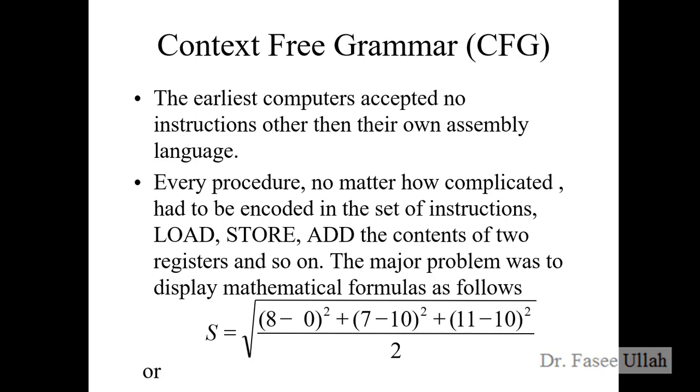Context-free grammar. We have some history about why we needed context-free grammar. The earliest computers accepted no instruction from human beings other than assembly language. At the earliest time, computer systems only understood assembly language, where some of the commands or instructions are in English form and some are in machine language, 0 and 1 form.